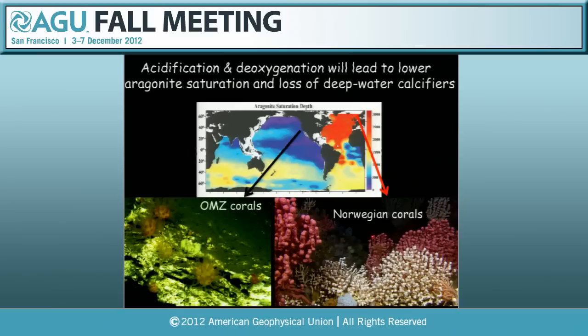Another type of climate change effect is the lowering of the ocean's carbonate saturation state. We know that currently the Atlantic has much higher aragonite saturation levels than the Pacific, and as those levels drop due to ocean acidification, we may be looking at loss of our deep water calcifying corals that form so much structure on the seabed, and they may be replaced with the types of corals that abound in our oxygen minimum zones. There's lots of corals, but they don't form reefs, and they don't have any calcium carbonate on them.